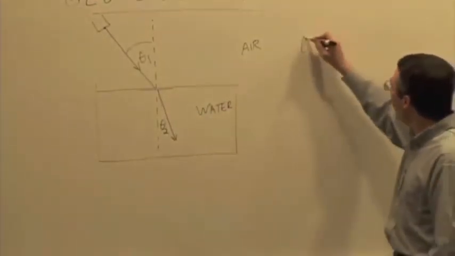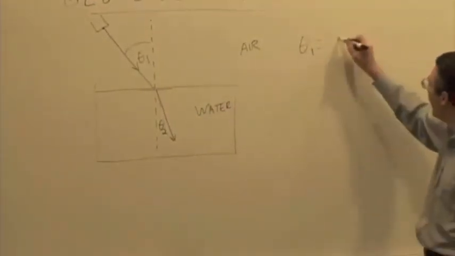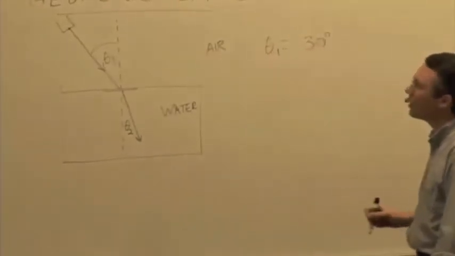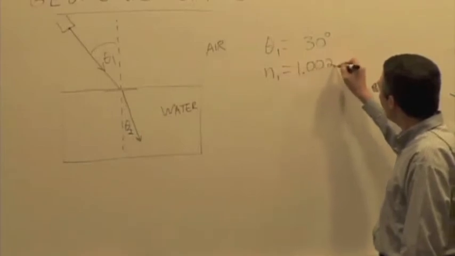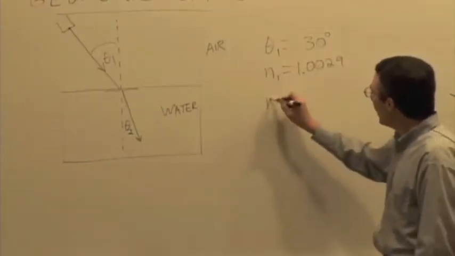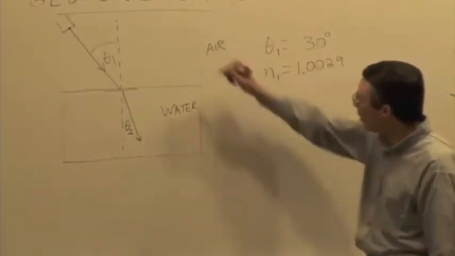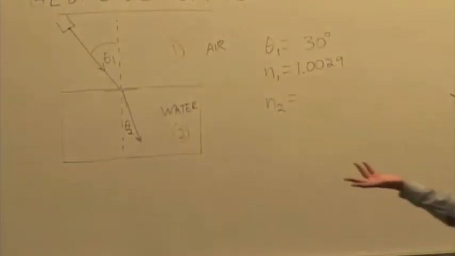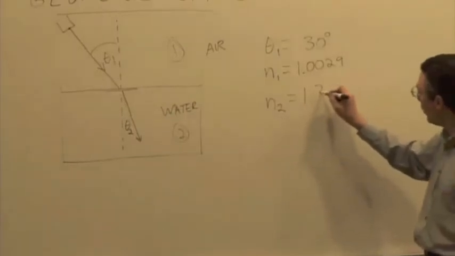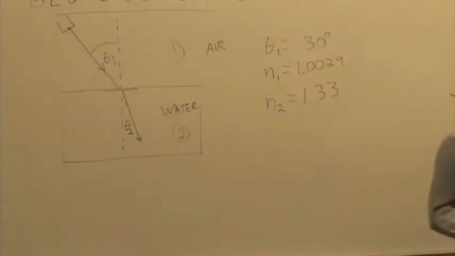Let's say theta 1 is equal to, I don't know, 30 degrees. We know N1 is equal to 1.0029. I'm calling this 1 and this 2, basically. N2 is the index of refraction of water, so that's 1.33. So go ahead and try it.